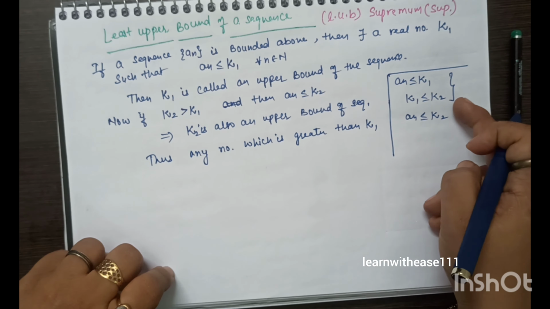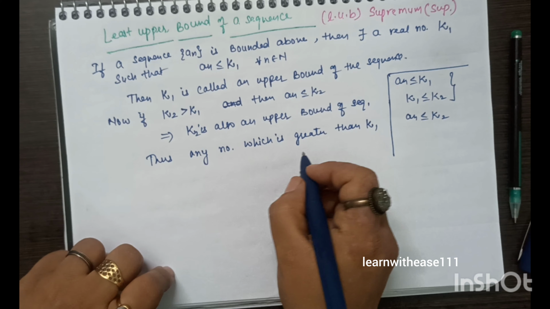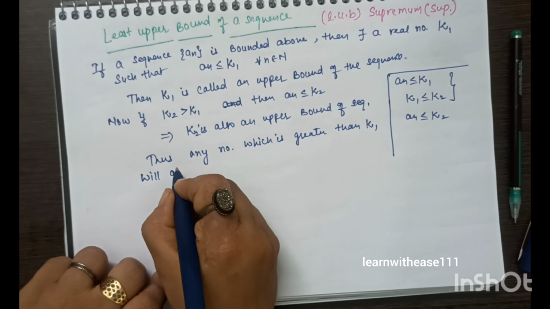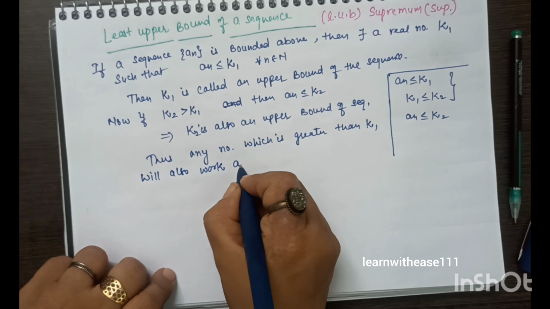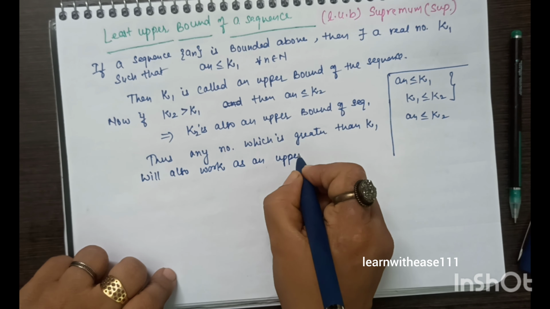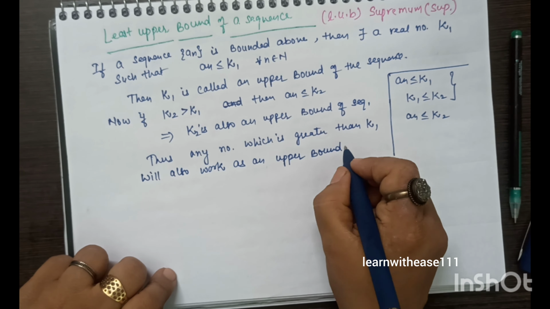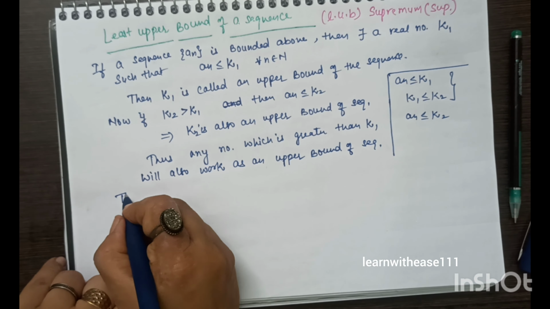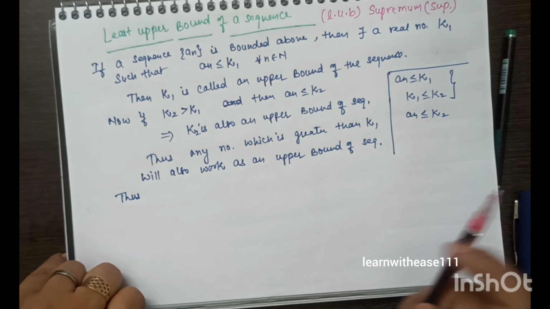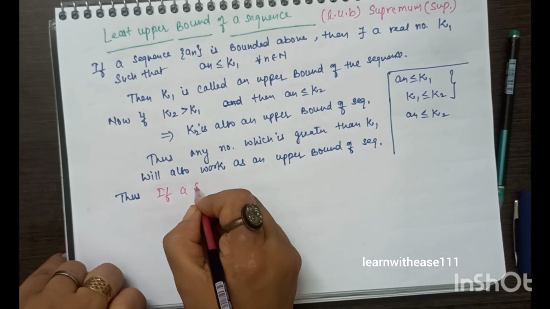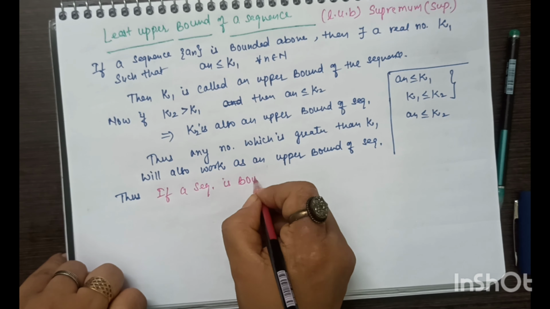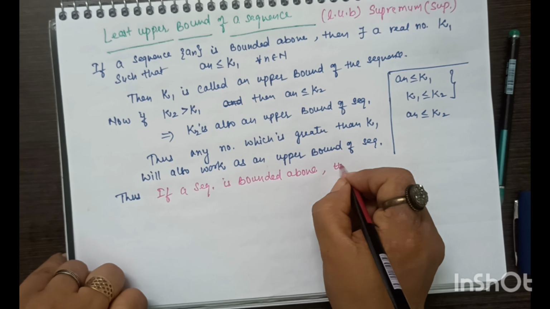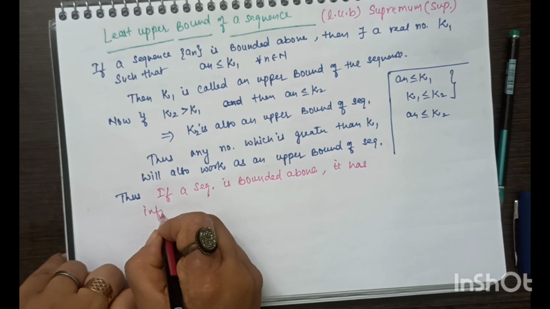That's simple enough, right? So that means whenever there is a sequence which is bounded above, it cannot have just one upper bound; it will have infinitely many upper bounds. If a sequence is bounded above, then it has infinitely many upper bounds.